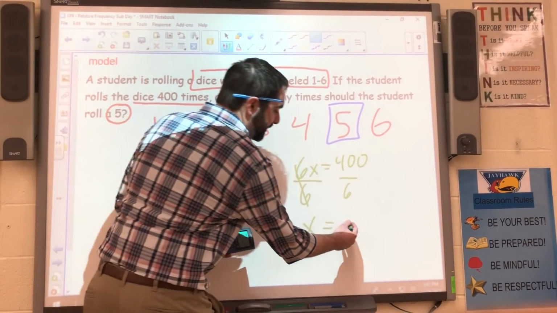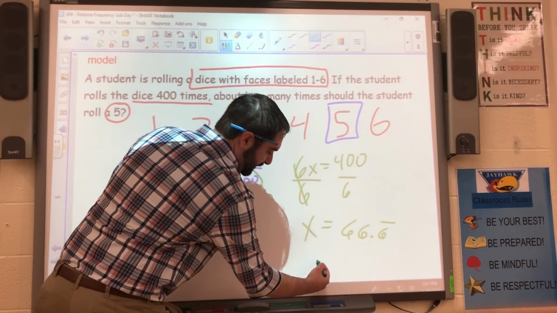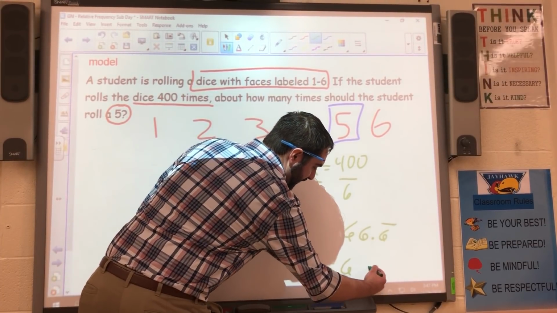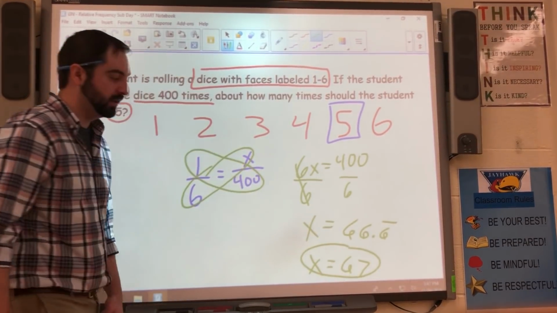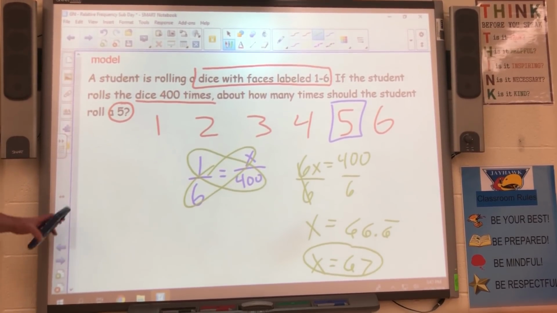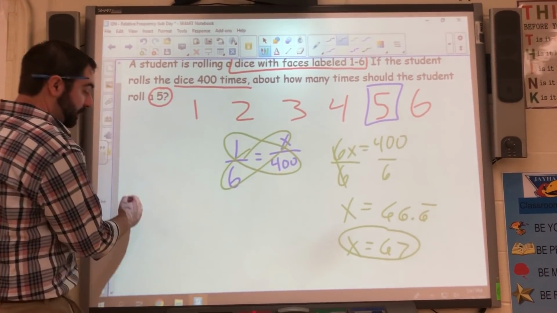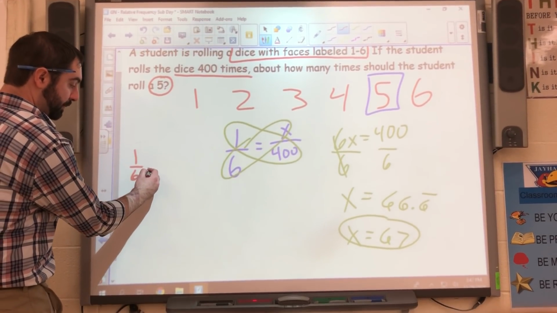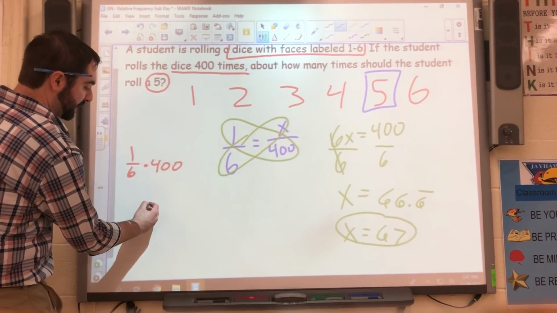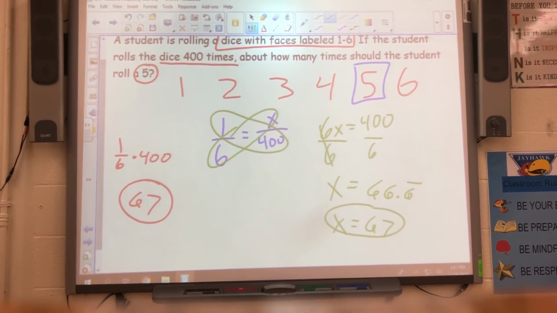gives me about 66.6 repeating. And again, I can't have 1 or 2/3 of a person, so I'd have to say about 67 winners. I could say 66 if I was confused, but we just can't have a fraction answer. Again, the alternative way that we can solve this problem using the same thing: we find out what the probability is, we multiply it by the number of times, and it will give us the same exact answer. Either strategy will work today.